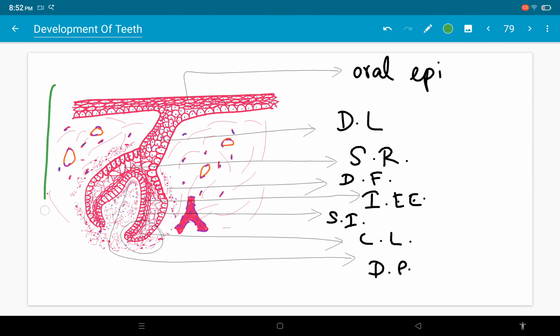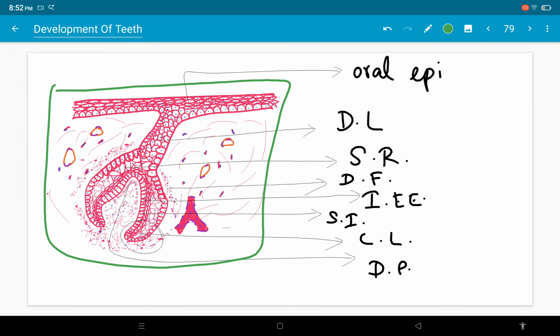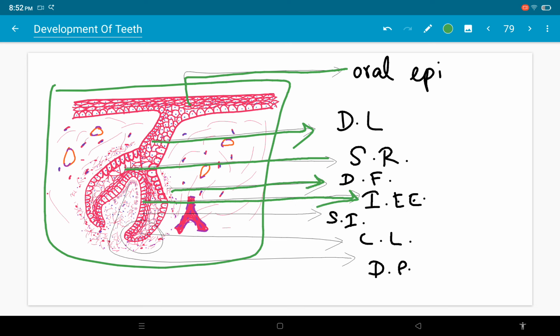Now this is the diagram of a Bell stage. This is your oral epithelium. This is your dental lamina. This is the stellate reticulum. You have the dental follicle or dental sac here. Then this is your inner enamel epithelium, stratum intermedium. This is your cervical loop and dental papilla. So we have seen all the parts here.